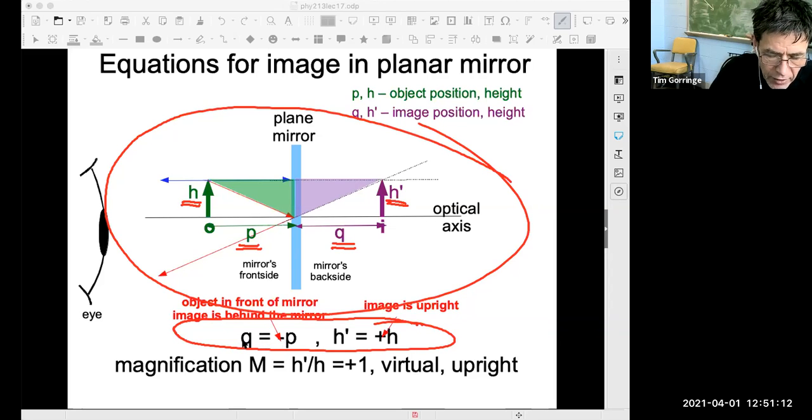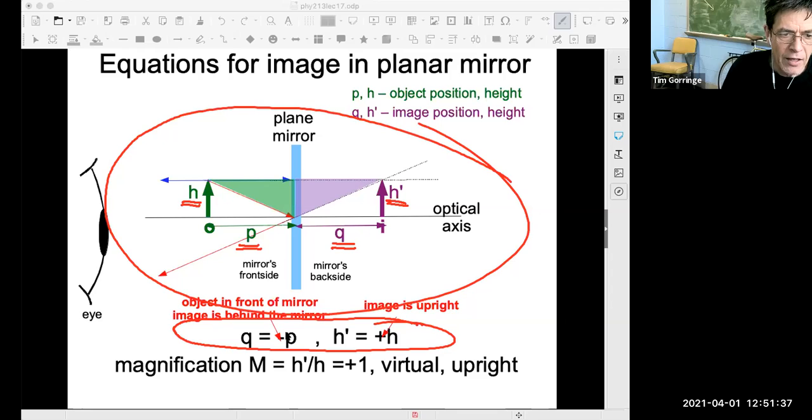So Q is the image position and P is the object position. And Q equals minus P says that the image is the same distance behind the mirror as the object was in front of the mirror. So we denote as positive the object location in front of the mirror, and then we denote as negative locations behind the mirror.